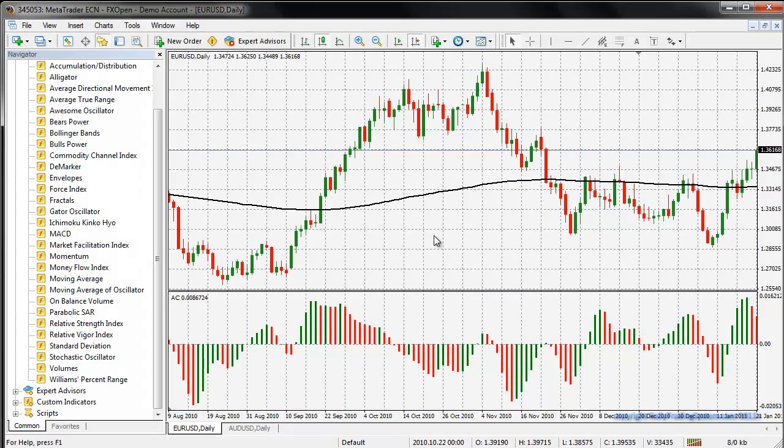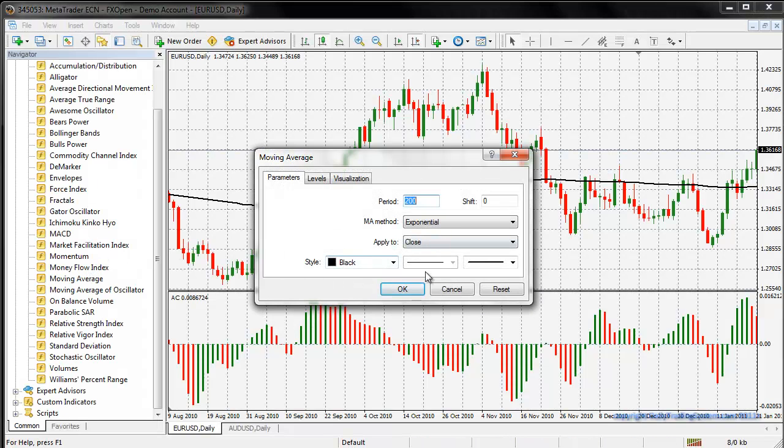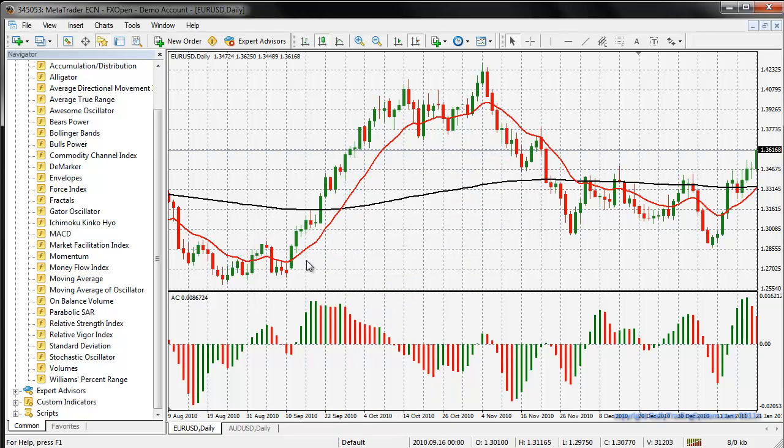Okay, welcome back. I'm going to use another moving average, but this time a 14 exponential moving average. I'm going to apply it with a second gradient thickness and give it a red color right there. Okay, I'm going to click on OK.